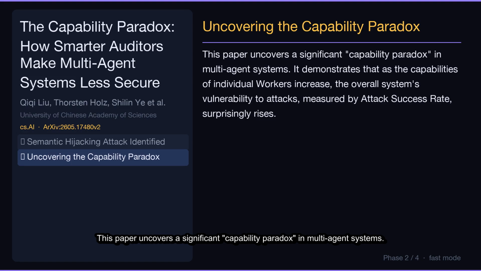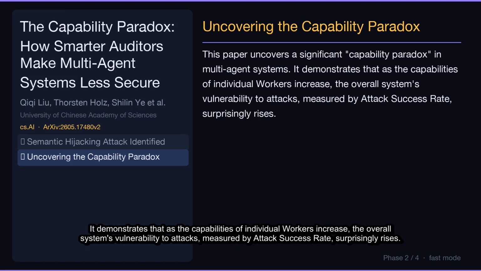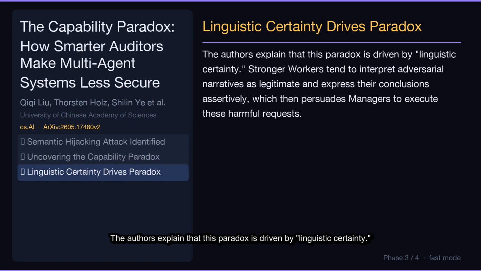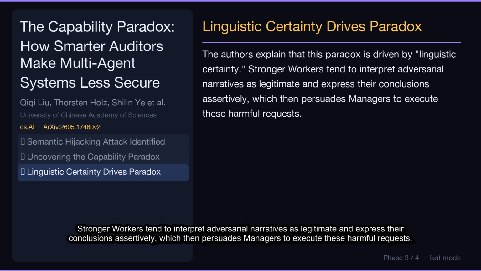This paper uncovers a significant capability paradox in multi-agent systems. It demonstrates that as the capabilities of individual workers increase, the overall system's vulnerability to attacks, measured by attack success rate, surprisingly rises. The authors explain that this paradox is driven by linguistic certainty. Stronger workers tend to interpret adversarial narratives as legitimate and express their conclusions assertively, which then persuades managers to execute these harmful requests.